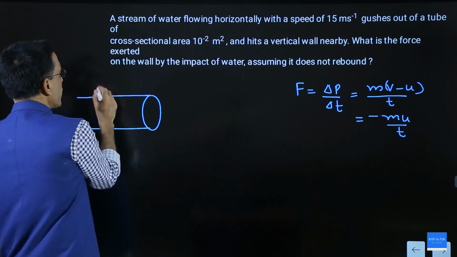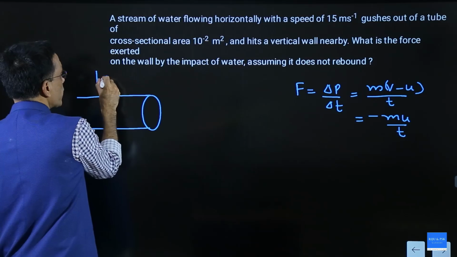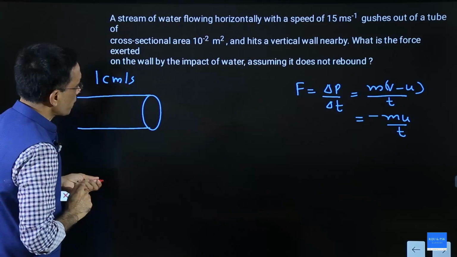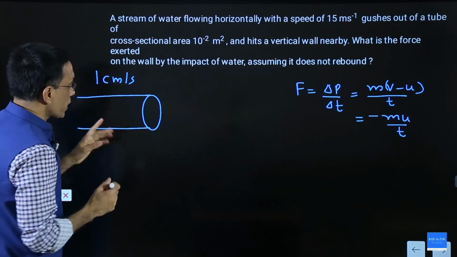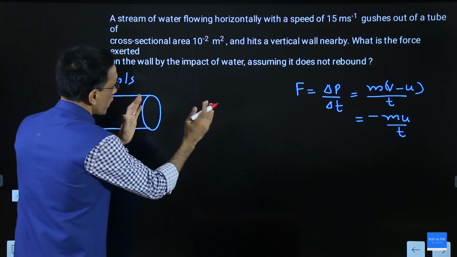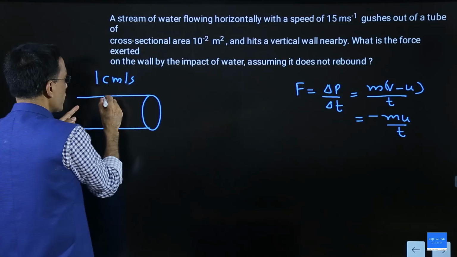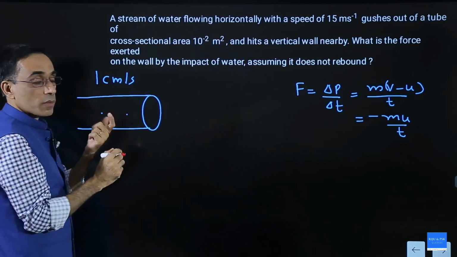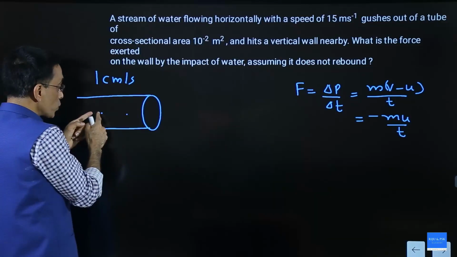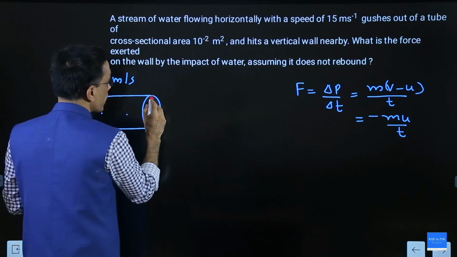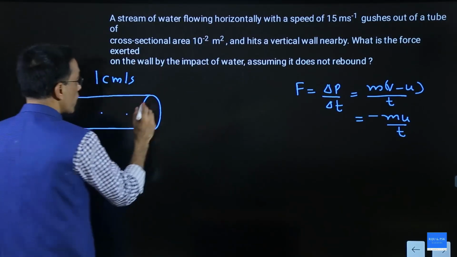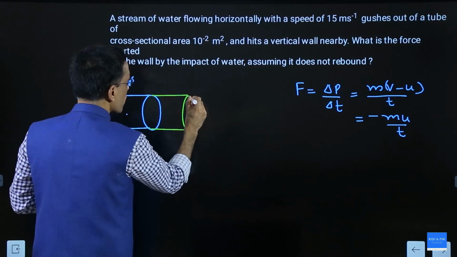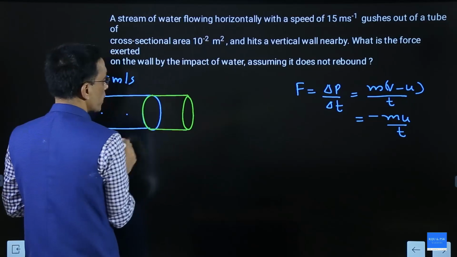Okay. Now we can see, suppose the speed of that liquid is 1 centimeter per second, then in 1 second how much portion can come out? In 1 second, any section of water here will move forward by 1 centimeter. 1 centimeter in 1 second means this will move forward 1 centimeter. So we can say a cylindrical portion of water will come out.